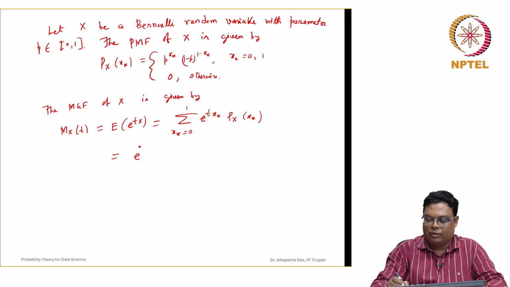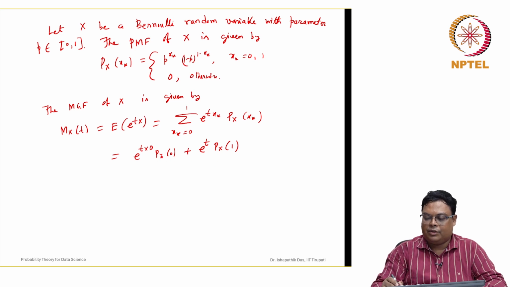So for x_k equal to 0, I put e^(t·0) into p_X(0), plus for x_k equal to 1, e^(t·1) and p_X(1). So e^0 is 1, and p_X(0) is 1 minus p. Plus e^t into p_X(1), which is p. Let us define 1 minus p as q for simplicity. So M_X(t) = q + p e^t. This is the moment generating function of the Bernoulli random variable X, where q is equal to 1 minus p.